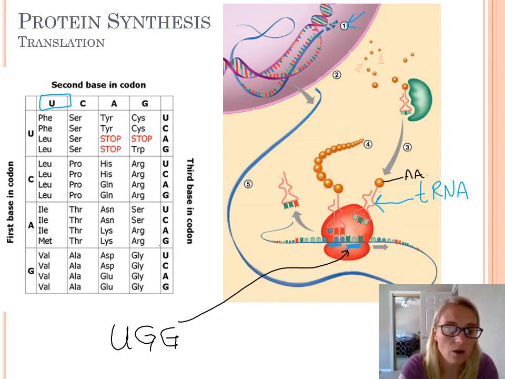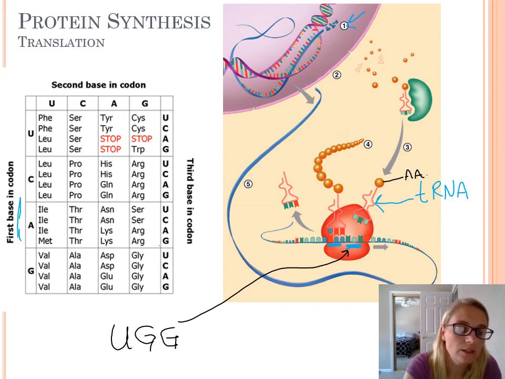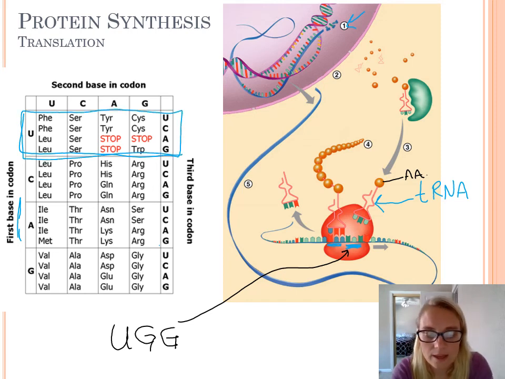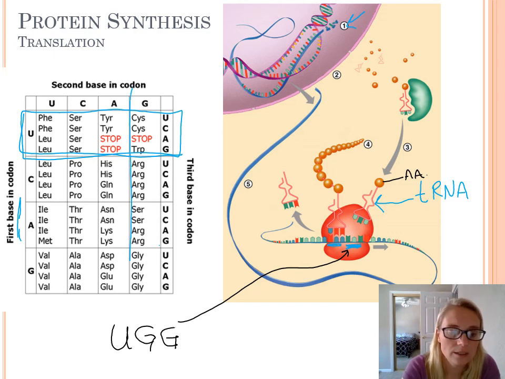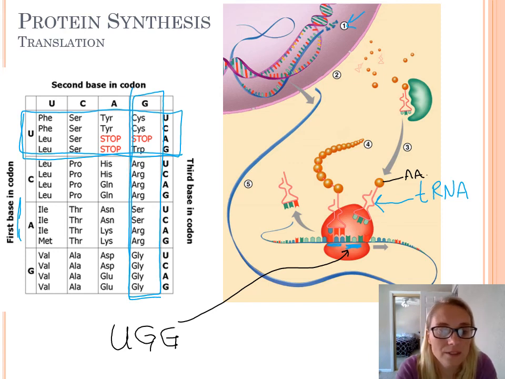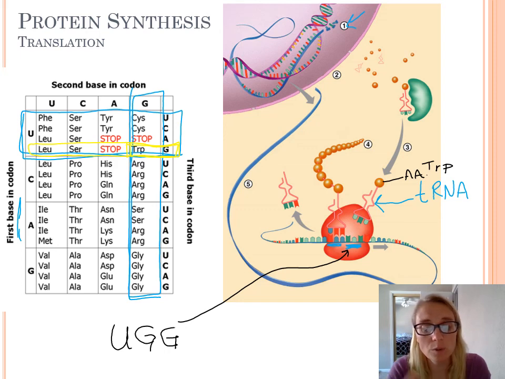Well, let's use the genetic code and figure it out. So if the first base is a U, it's got to be somewhere in this row. If the second base is a G, it's got to be somewhere in this column. And where those two intersect, we have cysteine, cysteine, stop, or tryptophan. So then our final base is G, so then it has to be in this row here. So the answer is tryptophan, TRP. So this very next amino acid coming into our chain for hemoglobin is going to be tryptophan.